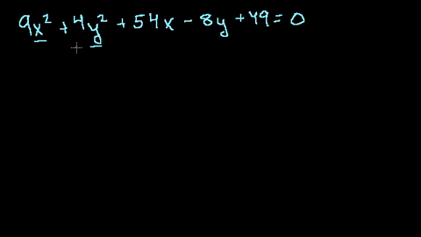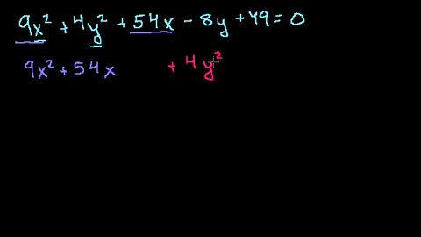The first thing I like to do to complete the square, and you're going to have to do it for the x terms and for the y terms, is group the x and y terms. The x terms are 9x squared plus 54x. And let's do the y terms in magenta. So then you have plus 4y squared minus 8y. And then plus 49 is equal to 0.